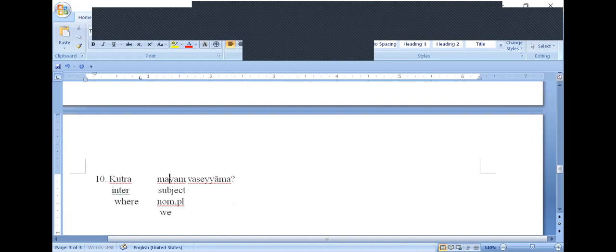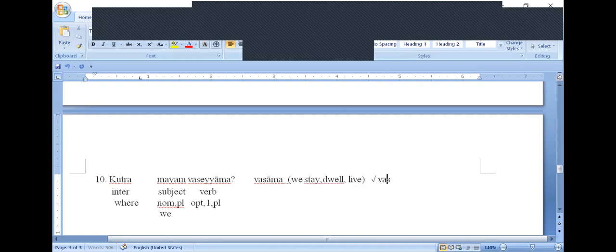Vaseyama. Okay, so it's an optative, so it's a verb. Then we know it's the first conjugation, first person plural. So the root is vas, V-A-S. So what is the present tense? Present tense is vasama. Okay, vasama. What's the meaning of vasama? Stay, dwell. We stay. We dwell. We live. All right.